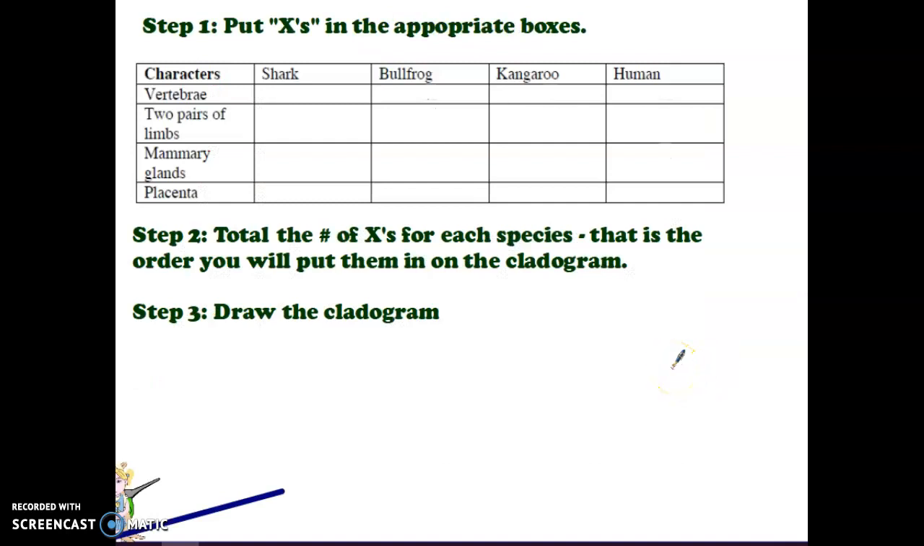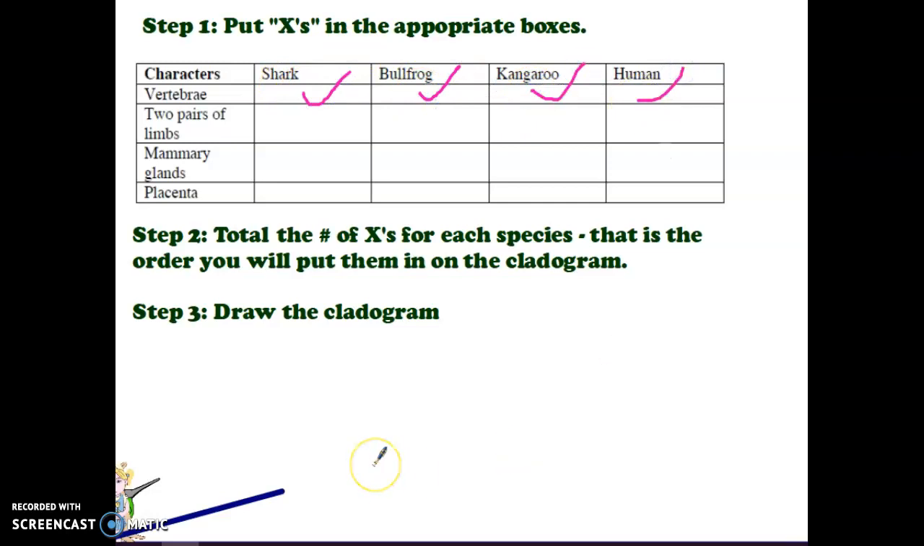So what you normally do is if you have a chart, you either put X's or ones or zeros or check marks in there, and then the one that has the most check marks is the most advanced. The one that has the least is the least advanced, and there you have your left to your right. Okay, so let's look at these four animals here. We have a shark, a frog, a kangaroo, and a human. Do all of those have vertebrae? That means, do they have a backbone? Well, the answer is yes. I'm going to put a check mark here, here, here, and here.